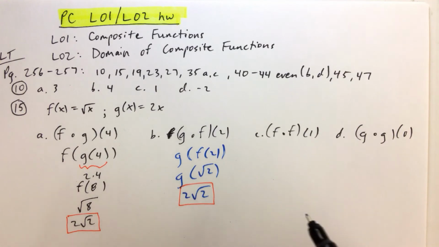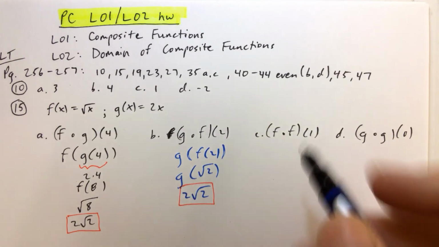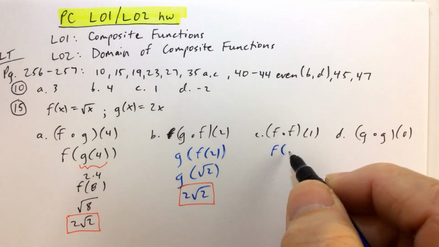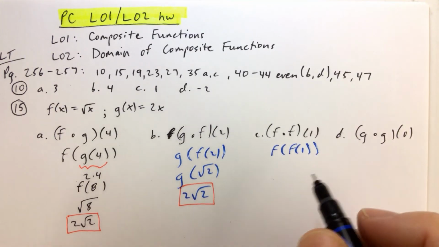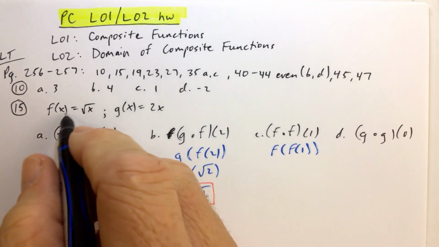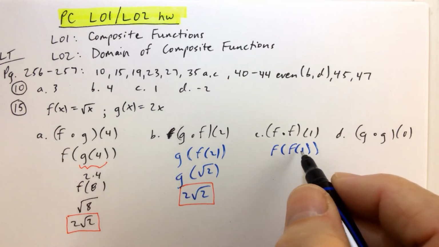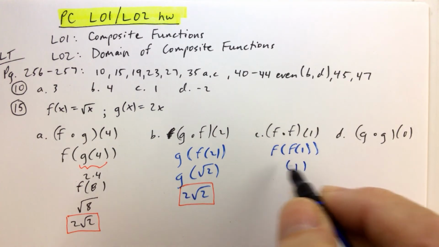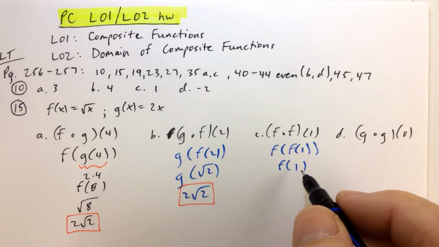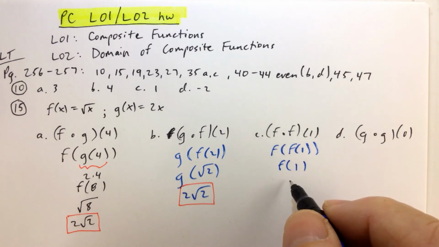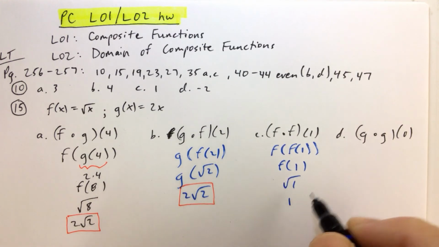So that probably made it more confusing, but just seeing the steps here, I think maybe this might be not so bad. F of 1, we see that's radical 1. F of 1 is radical 1, and radical 1 is 1. And so f of 1 again is radical 1, which is 1.